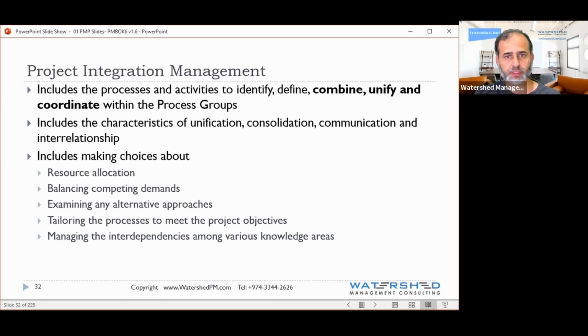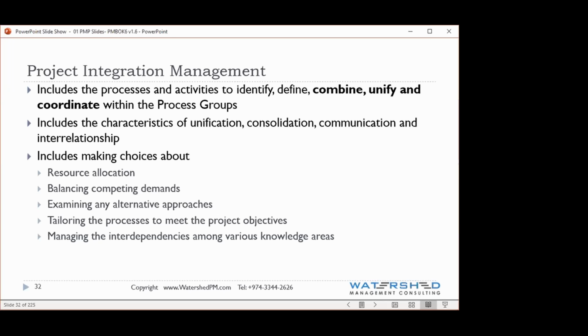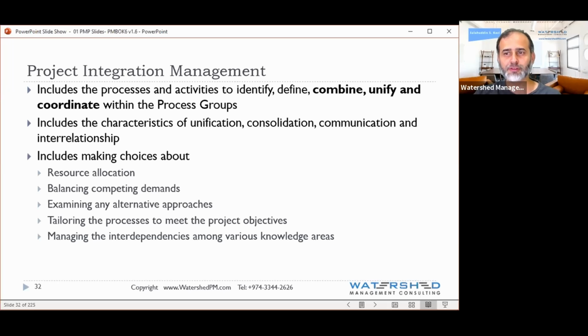Okay, there is coordination required. Let's focus on planning. Is planning one process group? Yes, it's a process group.